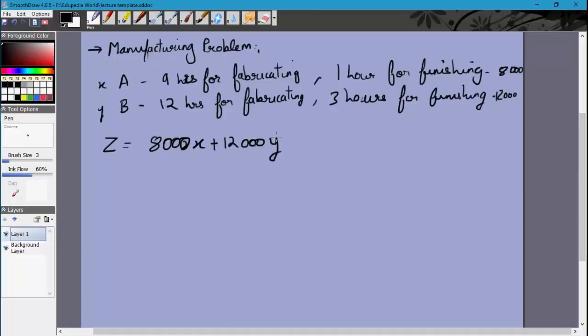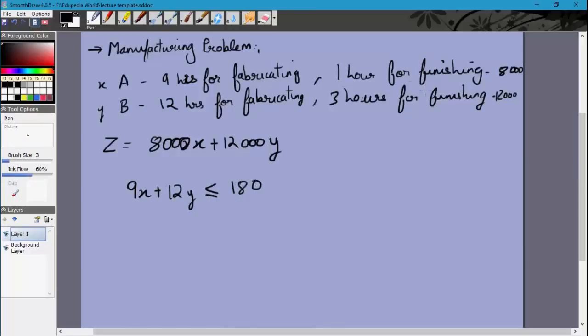Now we are also given constraints in the question. The constraints are that for fabricating and finishing, the maximum hours available are 180 and 30. So you only have a maximum of 180 fabricating hours. What that means is 9 hours for each car, so 9x plus 12 for each car B, 12y, has to be less than equal to 180.